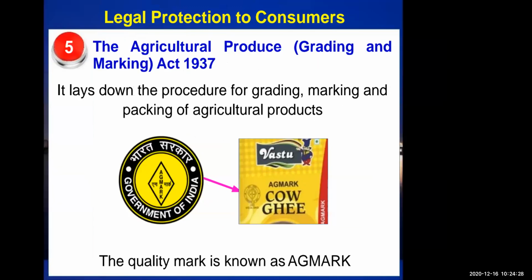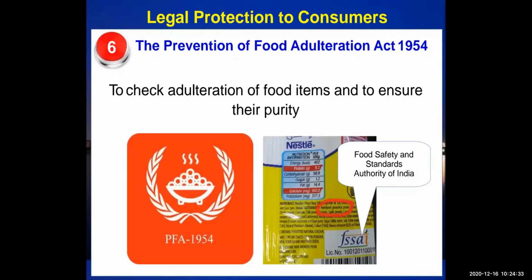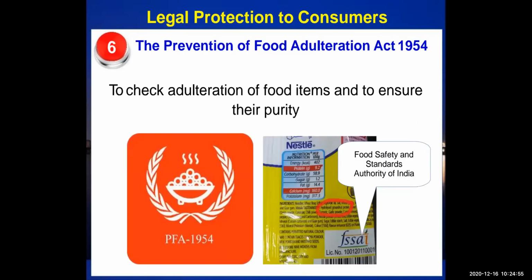The Prevention of Food Adulteration Act 1954 was specially made to check the adulteration of food items and to ensure their purity. So, the Food Safety and Standards Authority of India is the one which gives this quality mark. Over here, we have taken a picture so you can see the sample. Under the Prevention of Food Adulteration Act, any consumer who has faced this problem of food adulteration can complain to the Consumer Forum.